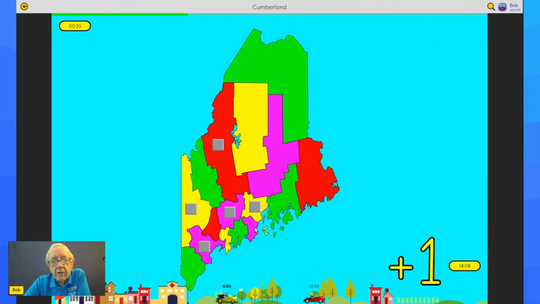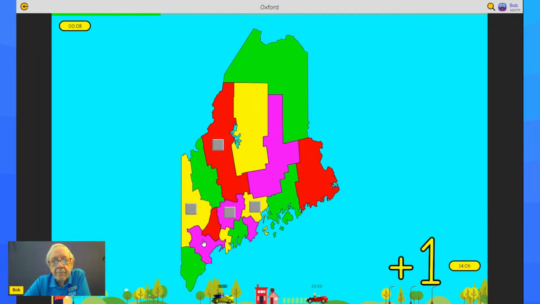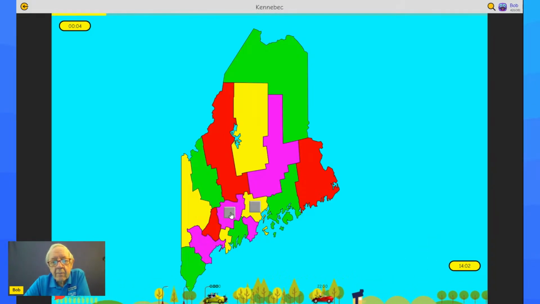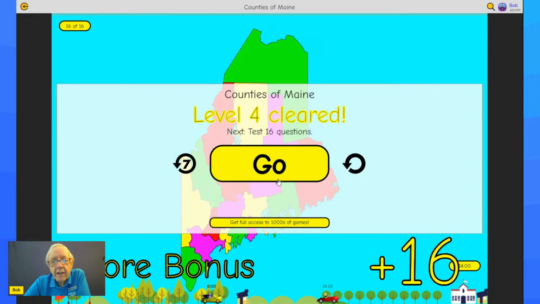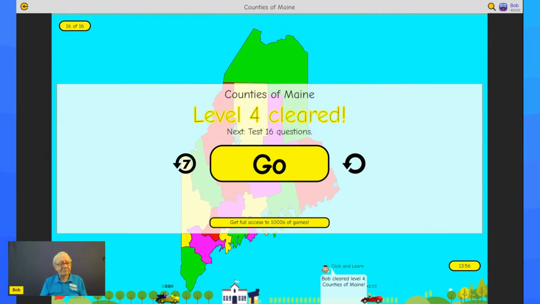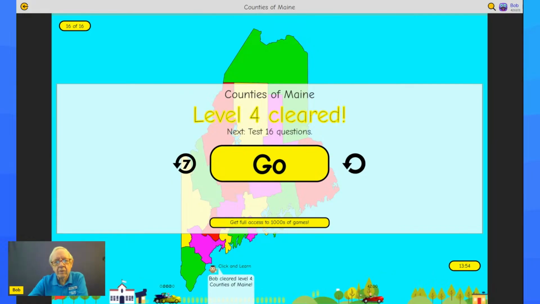Knox, Cumberland, Oxford, all close together. Somerset, Kennebec, and Waldo. And we beat the clock. We beat it by 2 seconds. And now we go to test mode.